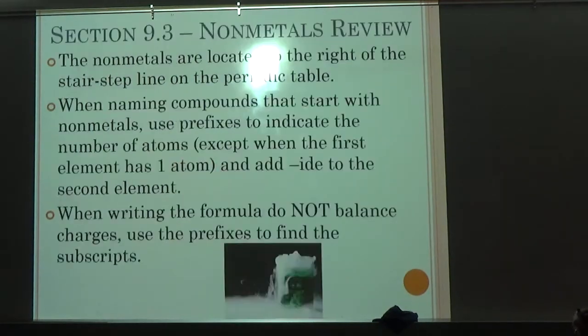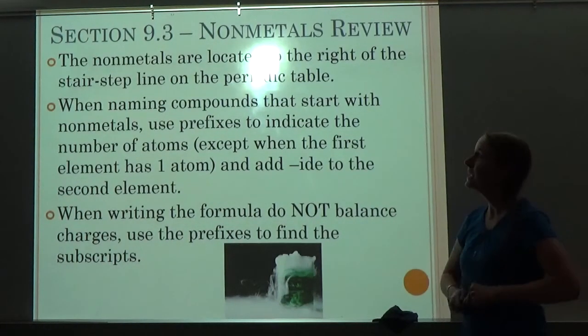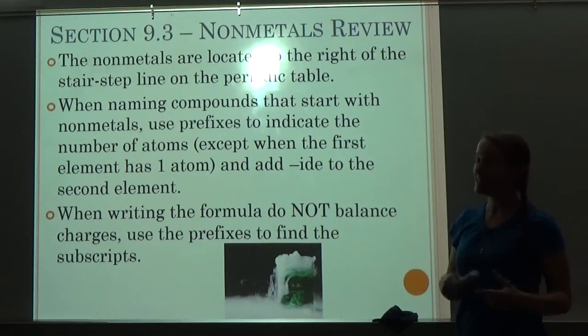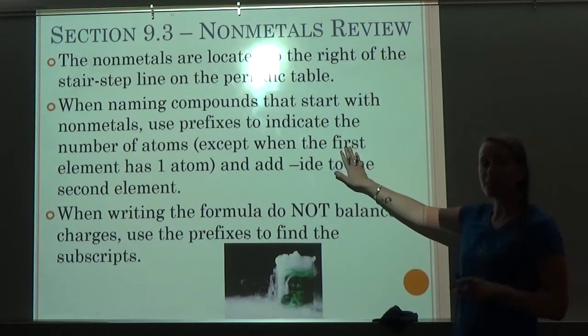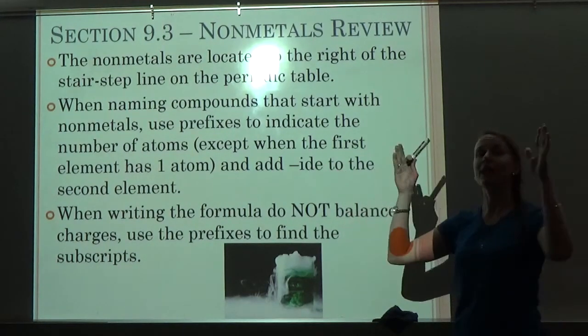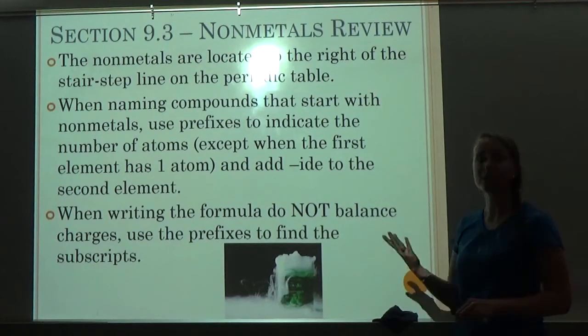So now let's move on to everyone's favorite, and that was 9.3, where you start with nonmetals. So the nonmetals are located to the right of the stair-step line on the periodic table. When naming compounds that start with a nonmetal, you use the prefixes to indicate the number of atoms, except when the first element only has 1 atom. And then don't forget to add -ide to the second element. When writing the formula, you actually do not balance charges because the prefixes tell you what the subscripts are.